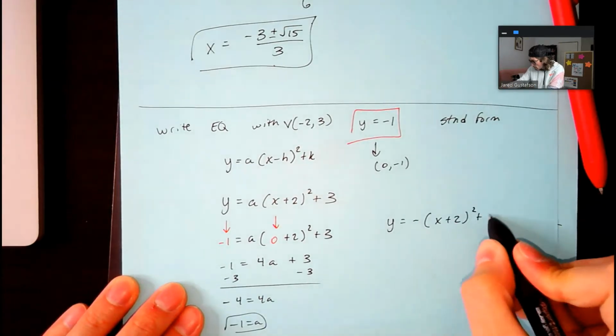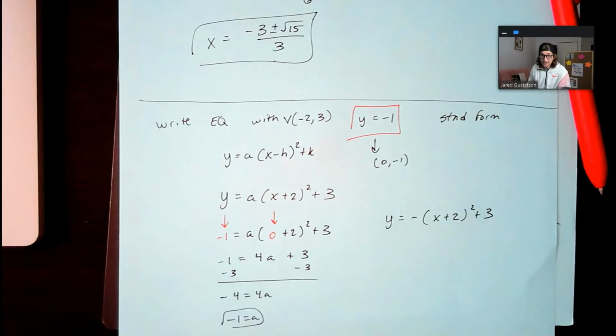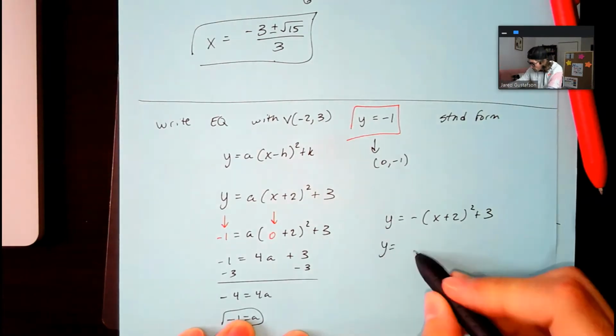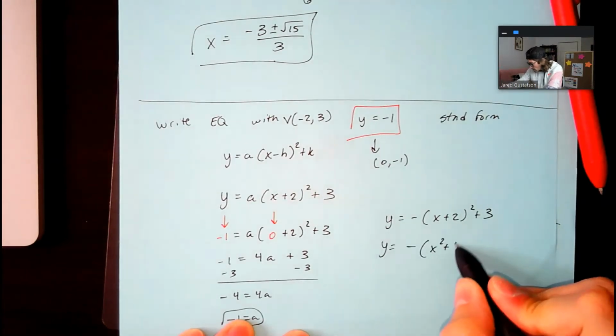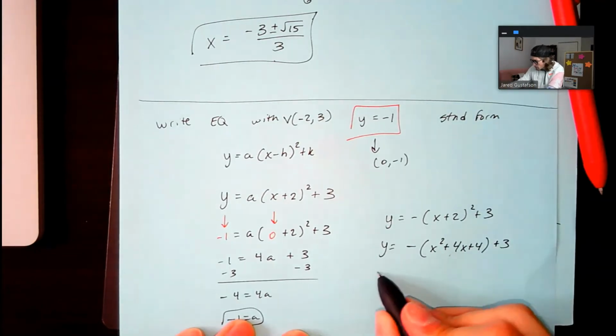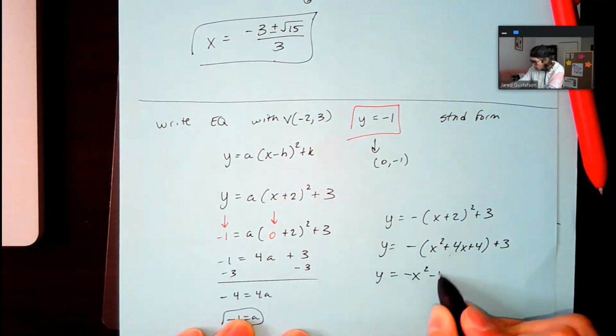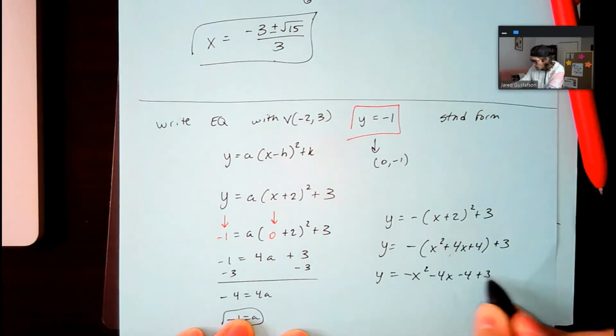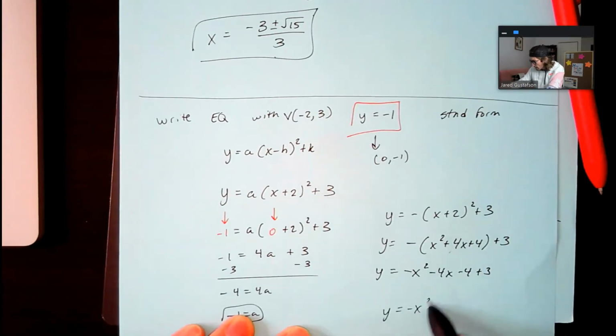Now, this problem wants us to write it in standard form, so we need to expand. And I'm going to go through this, like everything else, quickly. Don't forget to distribute your negative sign to everything. Combine like terms for our final answer.